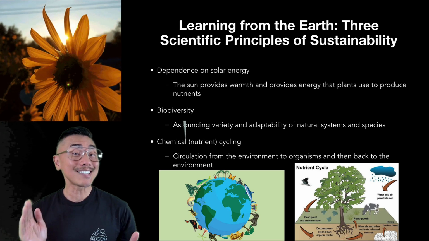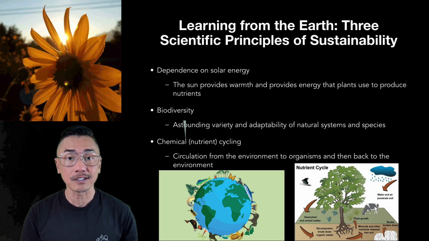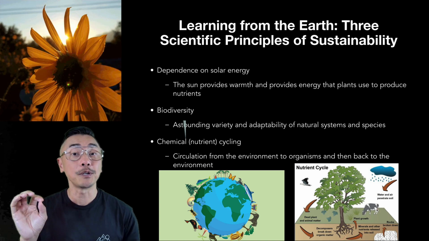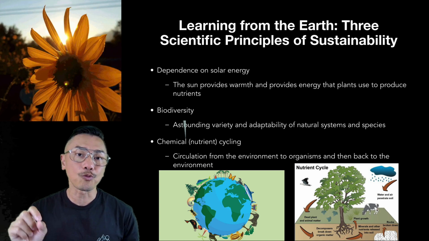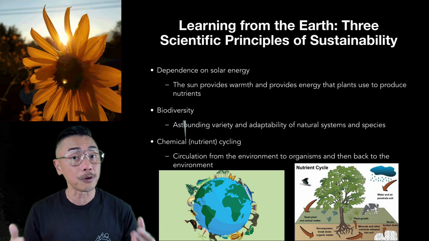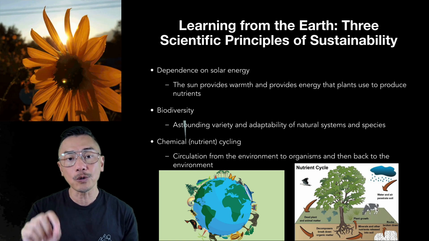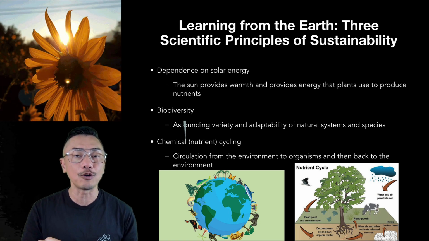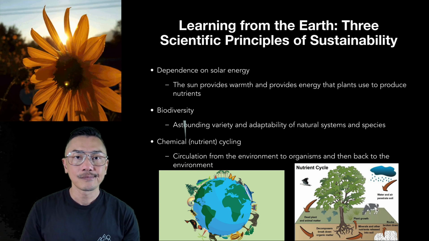There are three scientific principles of sustainability that we should understand. First is the dependence of nature on solar energy. The sun provides warmth and energy that plants use to produce nutrients through photosynthesis. In fact, if we could harness the solar energy that hits the Earth in 1 hour, we could power the planet for an entire year.